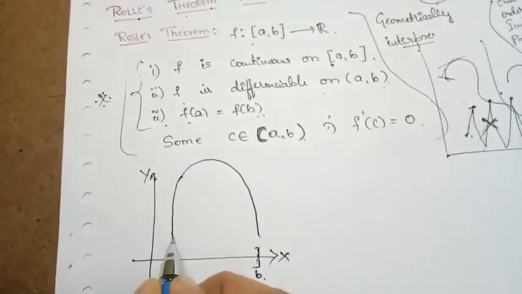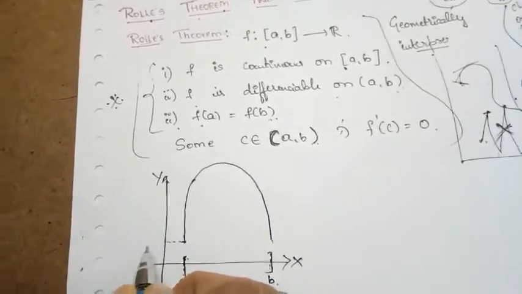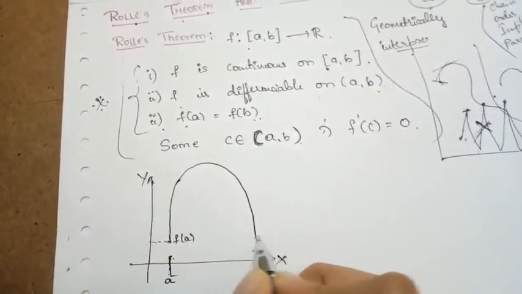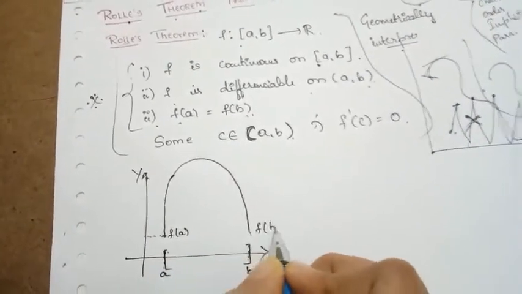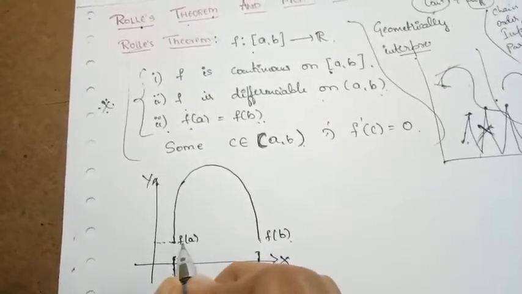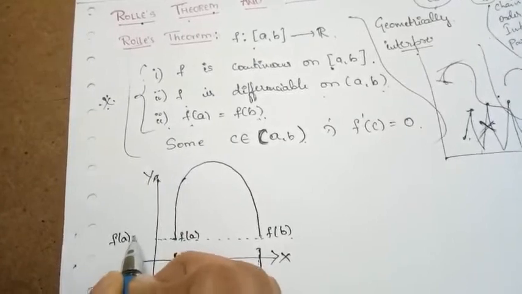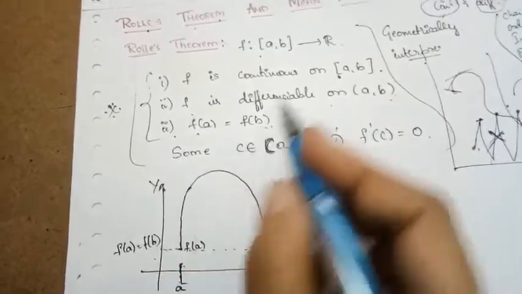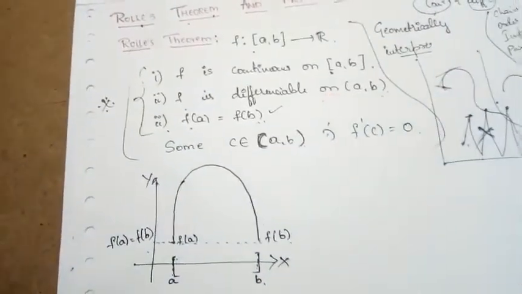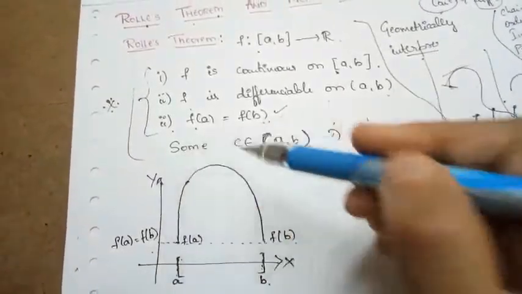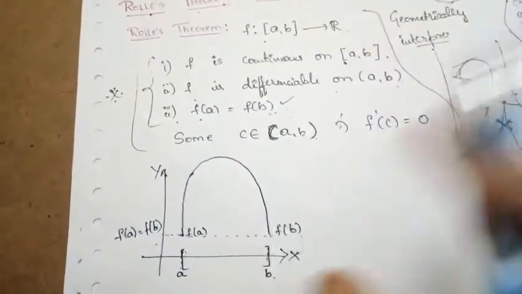You can see that this point is nothing but f of A and this point is nothing but our f of B. But you can see it clearly that both f of A is equal to f of B. So when they say that f of B should be equal to f of A, that means it is clear that the curve is taking a U-turn. That is what it implies.